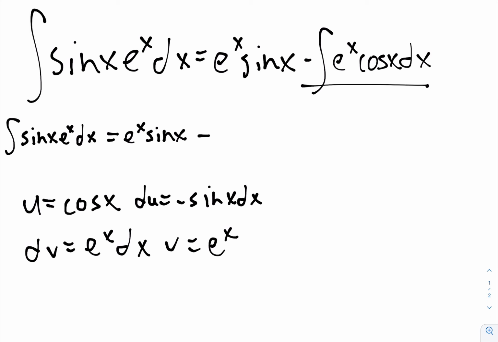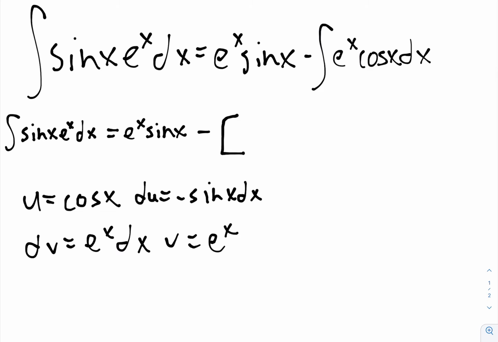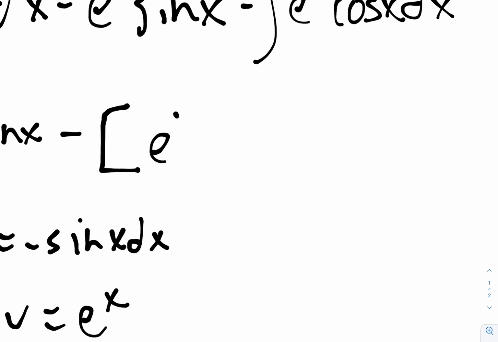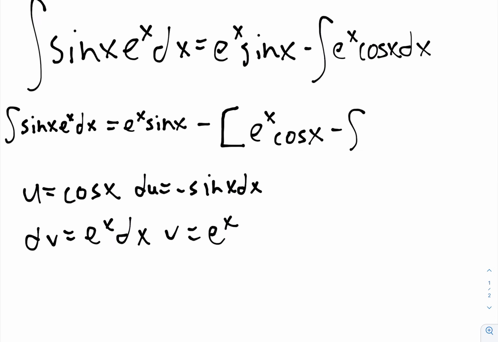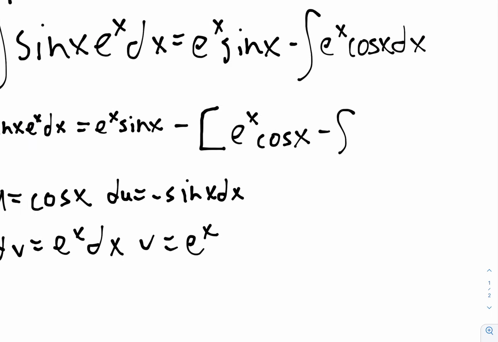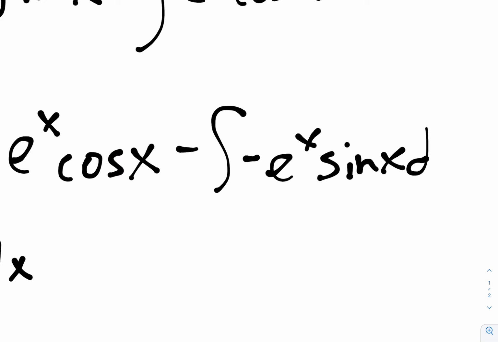Instead of writing that integral, I'm going to write its alternate form from integration by parts. So we're subtracting, and that integral is the same as u times v minus the integral of v du. So u times v is just e to the x cos x, minus the integral of v du. So v is e to the x, du is negative sine x dx, so negative e to the x sine x dx. Okay.